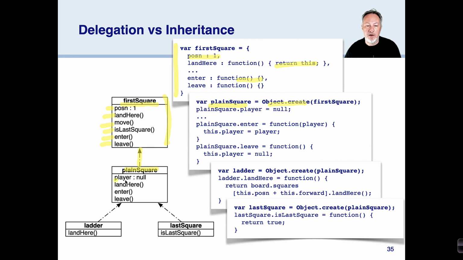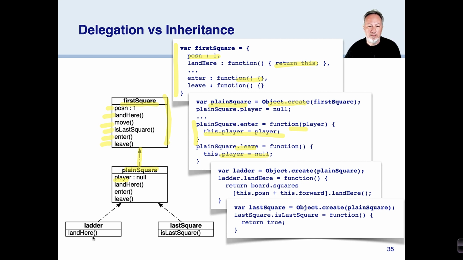So plain square has at most one player that is currently there. So even though we don't like nulls, we'll represent the fact that there is no current player on the square by the value null. And when a player enters the square, then we simply set the player to be the player that's entered. Ideally, we should have an assertion here asserting that the player is null. And if we leave, then we set the player back to null again.